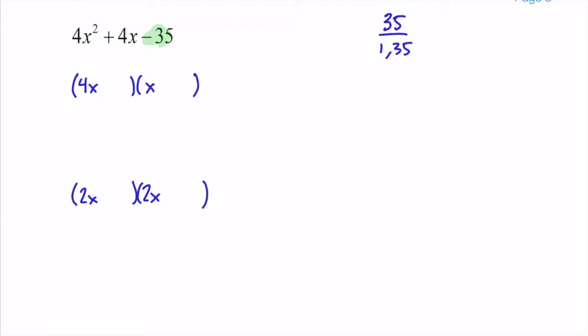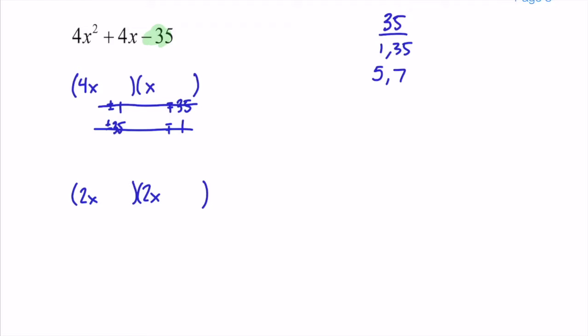So I've got 1 and 35, or I've got 5 and 7. So I can have plus or minus 1, minus or plus 35. Flip that, plus or minus 35, minus or plus 1. I'm not going to consider those because 4 times 35 is huge. And when I add or subtract the 1 from it, I'm going to get a number that's way bigger than the 4. Same goes the other way. So 35 times the 1x gives me 35x, which is just way too big. So those aren't going to work.